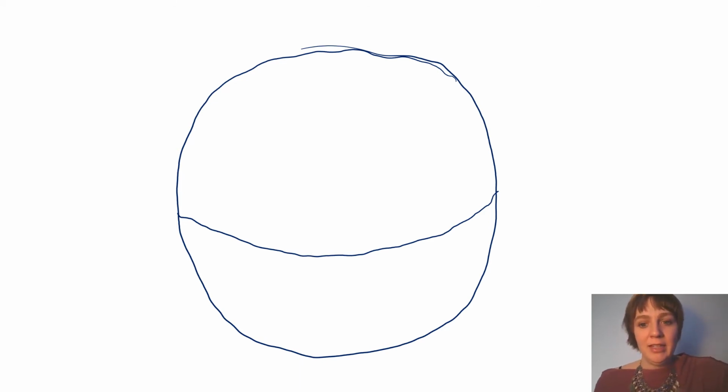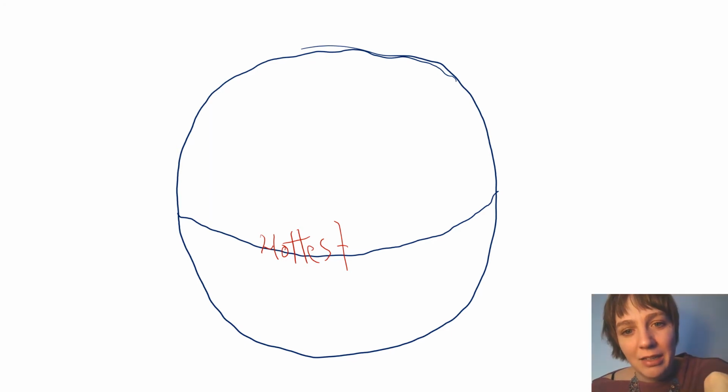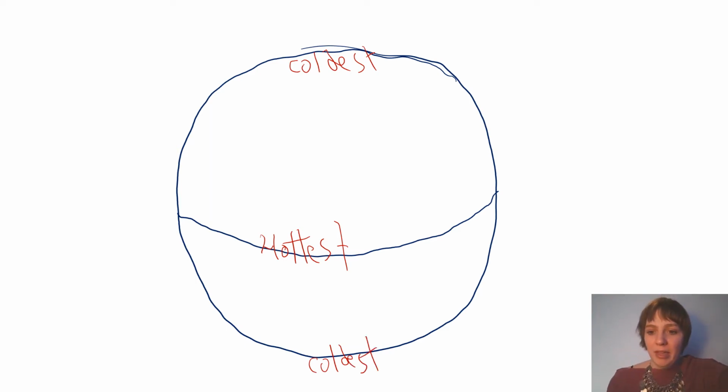Hopefully you came up with the idea that it's hottest at the equator. I'm going to go ahead and write that down on my sketch. And it is coldest at the poles. Of course, there's two poles, so I'll go ahead and write that twice. And this is just because the incoming energy from the solar radiation, the sun's rays, is more direct at the equator, and it's coming in at quite an angle at those poles, and so that means that we have much more energy at the equator, much more heat than we do at the poles.